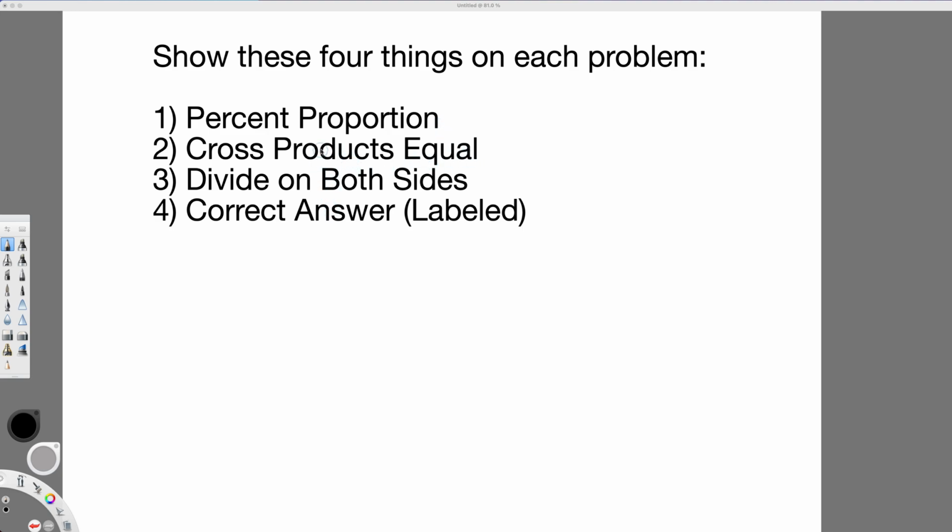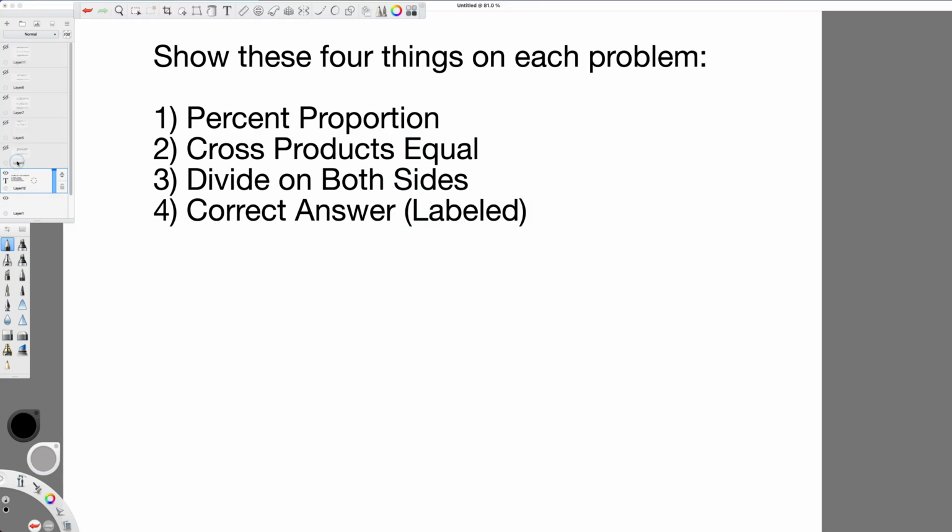Then the rest of this should be very repetitive, but I really want to see your cross products equal when you cross multiply. And then when you divide both sides of the equation by whatever number is in front of the variable, that'll be the coefficient. And then when you get your answer, make sure you label it. So the key thing is get your proportions set up to where the left and the right side are set up appropriately. And then cross multiply, divide, and get an answer.